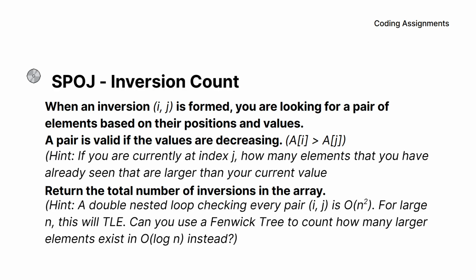And to return the total number of inversions in the array, I have a hint for this one. If you use a double nested loop, checking every pair (i, j), it will take O(n squared) time complexity. So for large n, this will exceed the time limit. So we would suggest you use a Fenwick tree as a frequency counter to count how many larger elements exist in time complexity O(log n) instead.